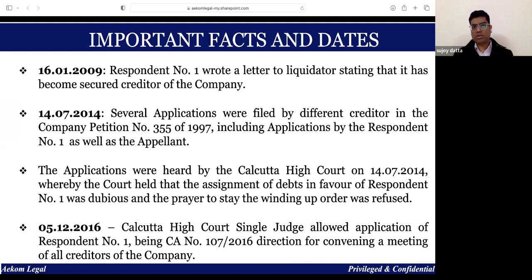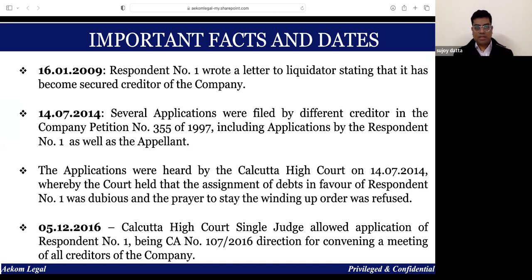And that fact becomes important later in the judgment because the entire assignment was found to be suspicious and dubious, and it was not given credence by the NCLT, and one of the reasons was that it was acquired for an amount which was extremely low compared to the actual debt exposure.